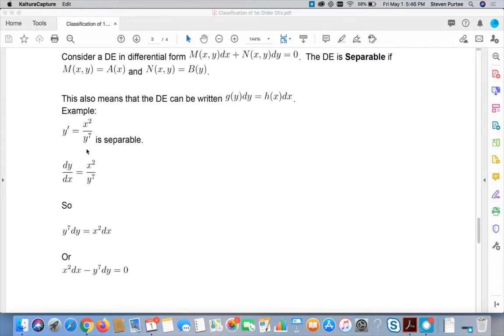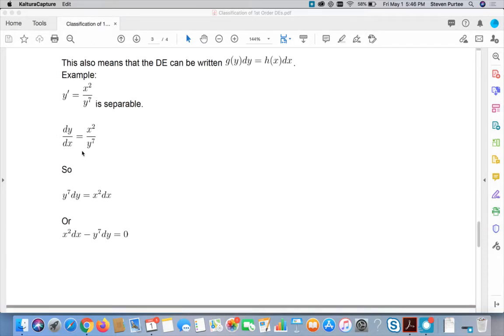Okay, this is a separable differential equation. If we write it in standard form, dy/dx is x squared over y to the 7th, and we cross multiply. Again, differentials aren't really algebraic quantities. You really can't multiply dx to the other side, except that we can pretend we can, and it turns out it works. So cross multiply here, and look, all the y's are on the left side, all the x's are on the right side. That's a separable DE.